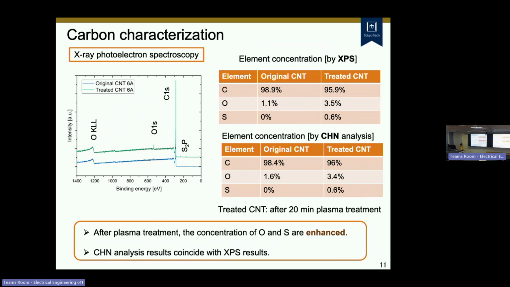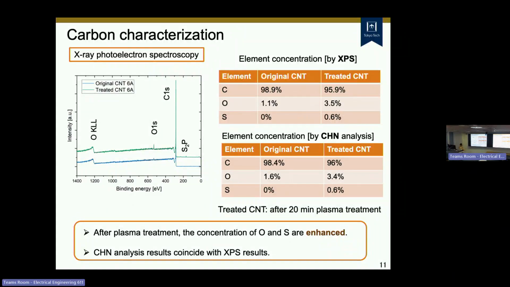Here is the XPS spectrum. This one is a survey scan of the XPS spectrum, and it shows there are oxygen, carbon, and sulfur on the material. And we also calculate each element's density by curve fitting of this XPS spectrum, and we also measure the element concentration by the CHN analysis.